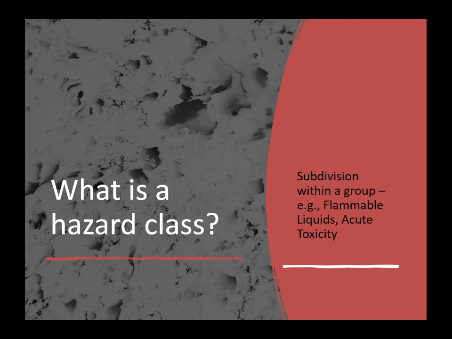Hazard classes. A hazard class is a subdivision within a hazard group that describes the nature of the physical or health hazard. Examples of physical hazard classes include flammable liquids, oxidizing gases, and self-reactive substances. Examples of health hazard classes include acute toxicity, skin corrosion or irritation, and carcinogenicity.